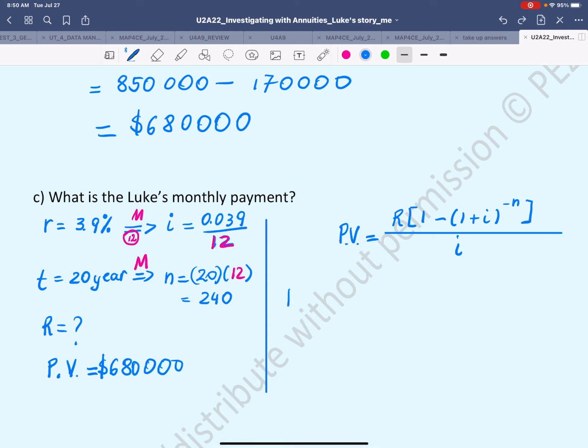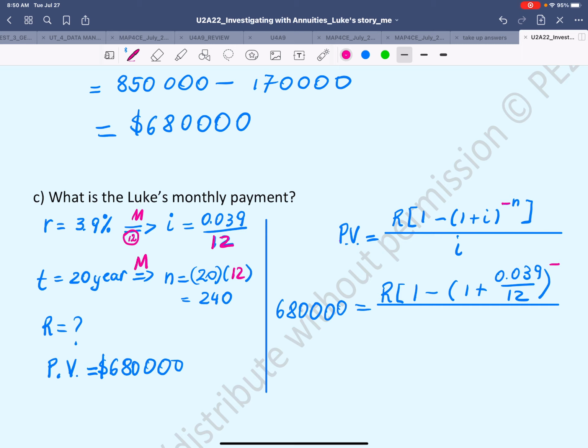The present value is known to be 680,000. Count the zeros, everyone. Here we go. And then we have a regular payment, which is unknown to us. 1 minus (1 plus 0.039 divided by 12) to the power of negative 240. Don't forget the negative. It's very easy to overlook the negative here at the very end of the formula. Over 0.039 divided by 12.